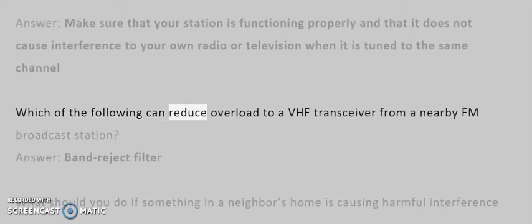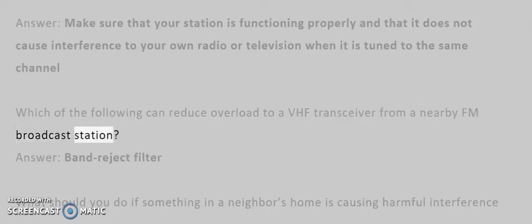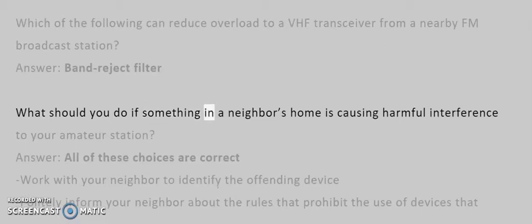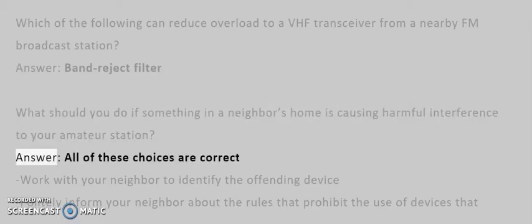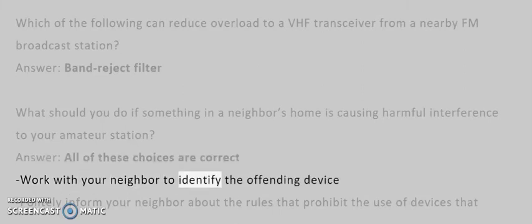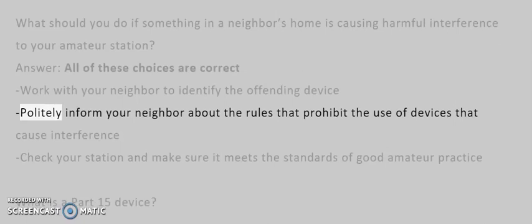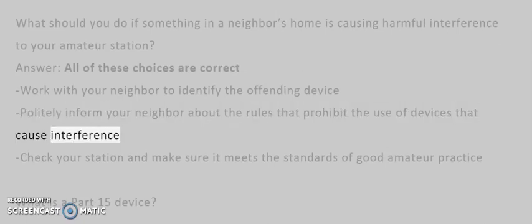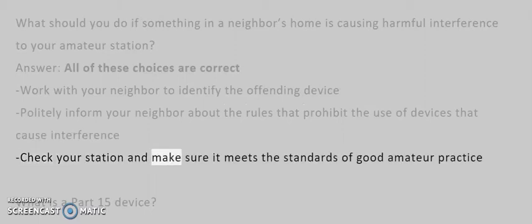Which of the following can reduce overload to a VHF transceiver from a nearby FM broadcast station? Answer: band reject filter. What should you do if something in a neighbor's home is causing harmful interference to your amateur station? Answer: all of these choices are correct. Work with your neighbor to identify the offending device. Politely inform your neighbor about the rules that prohibit the use of devices that cause interference. Check your station and make sure it meets the standards of good amateur practice.